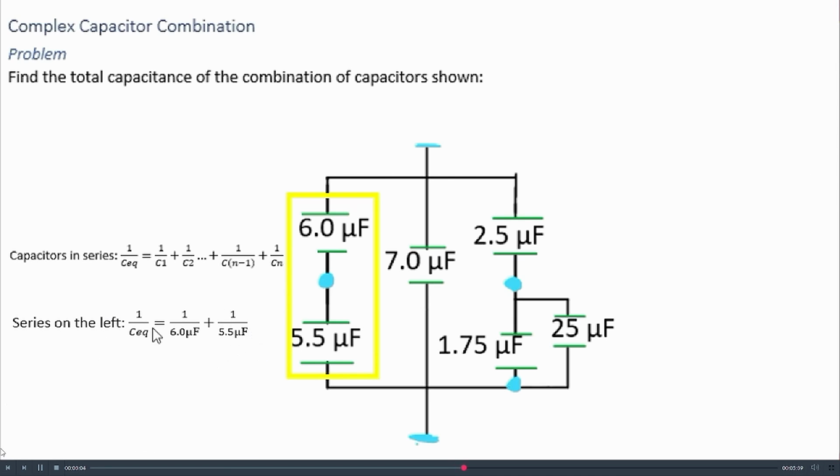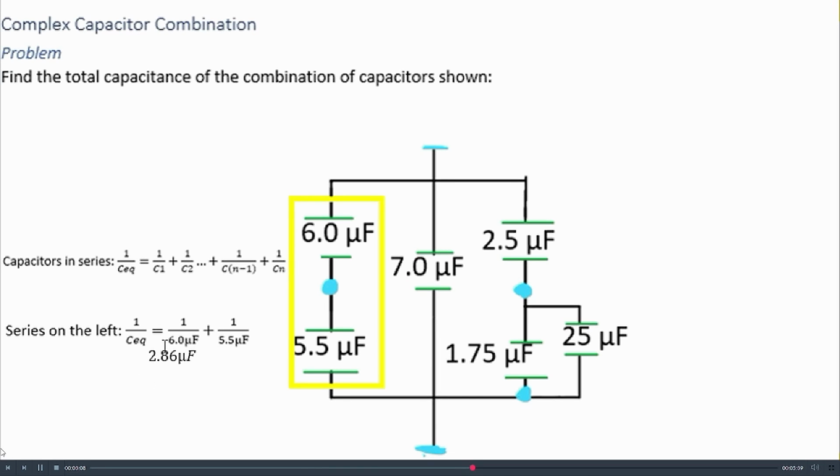So once we use this equation, we find that the series is equal to 2.86 microfarads. Now that we have this, we are going to want to remember this number, and this will be one of the numbers we use in our final parallel calculation to find the total. Next, we are going to want to find this parallel right here, the 1.75 microfarad and the 25 microfarad.